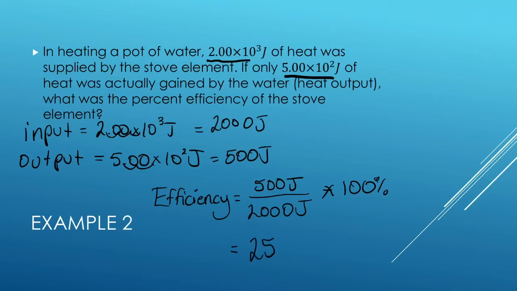And in that case, we just get 25%, or for 3 significant digits, we get 25.0%. Okay?